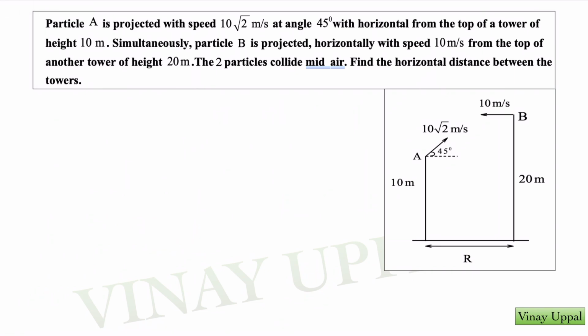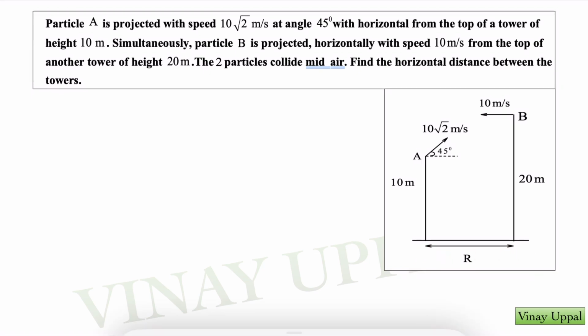So let's take a look at this question. Particle A is projected with speed 10 root 2 meter per second at an angle of 45 degrees with the horizontal from the top of tower of height 10 meters. So this is 10 meters. Simultaneously, particle B is projected horizontally with a speed 10 meter per second from the top of another tower of height 20 meters. So from here, and these two particles collide in mid-air. Find the horizontal distance between the towers. Alright, so I want to find this value of r, that is the horizontal distance between the towers.